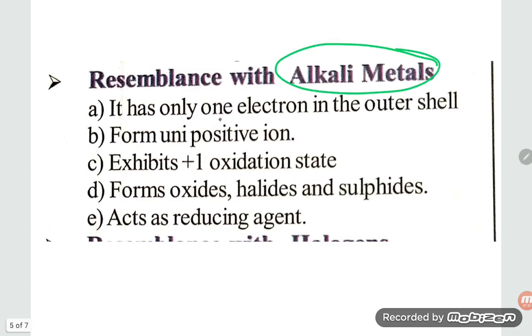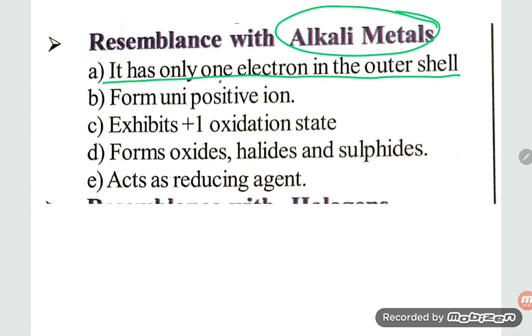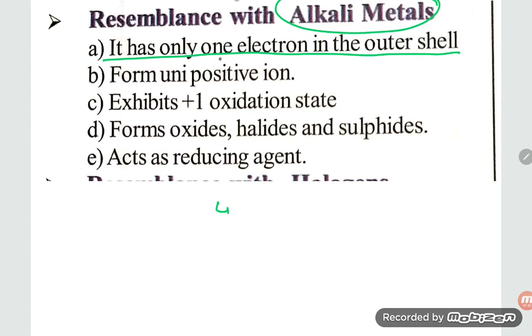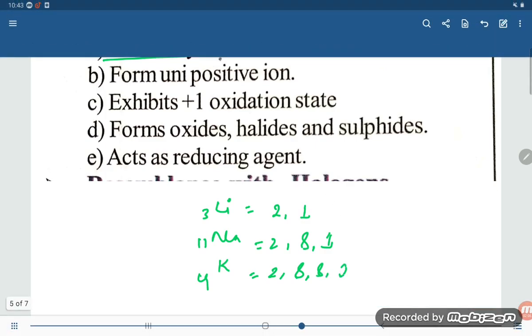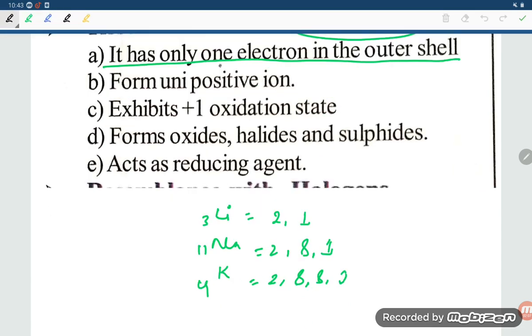It resembles the alkali metals. It has only one electron in the outermost shell, just like the alkali metals. If you talk about the alkali metals, students, lithium, sodium, potassium, with atomic numbers 3, 11, 19, you will find the configuration is 2, 1 here, 2, 8, 1 here, and similarly 2, 8, 8, 1. So all have one valence electron.